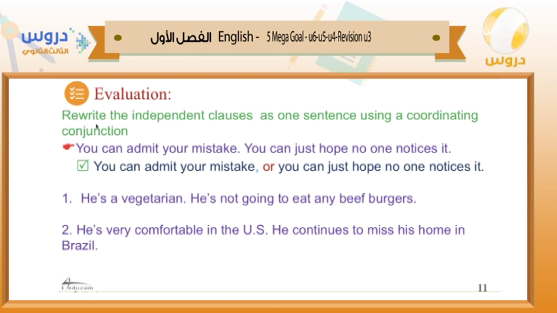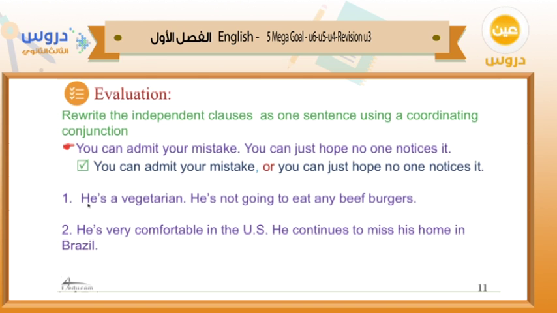Let's check our understanding. Rewrite the independent clauses as one sentence using a coordinating conjunction. You can admit your mistake. You can just hope no one notices it. So if I want to join the 2 sentences here, I have to use "or," because I have 2 choices. You can admit your mistake, or you can just hope no one notices it. So I use "or" and I add a comma before it.